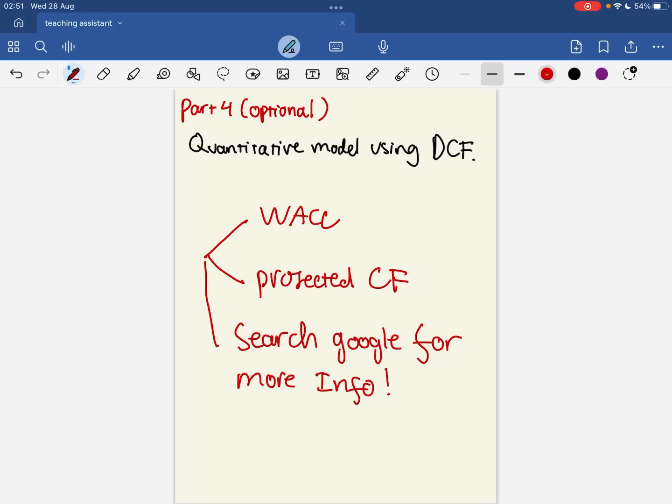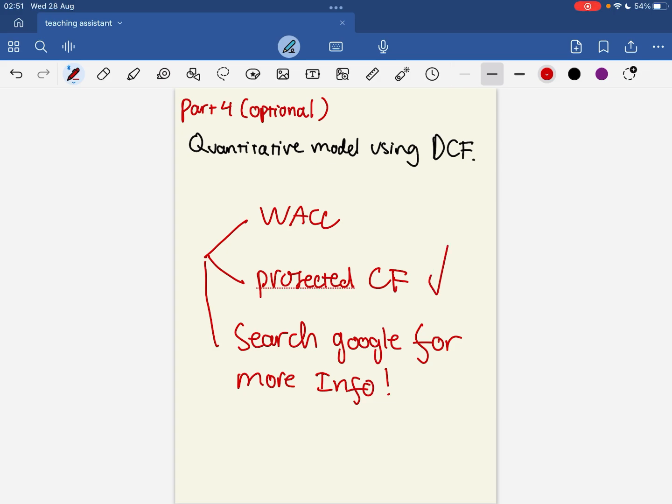And part 4 is optional for any who want to achieve the highest grade in this project. So here is the quantitative model where we use the discounted cash flow method to estimate the future value of this stock. So begin by projecting the company's future cash flow.